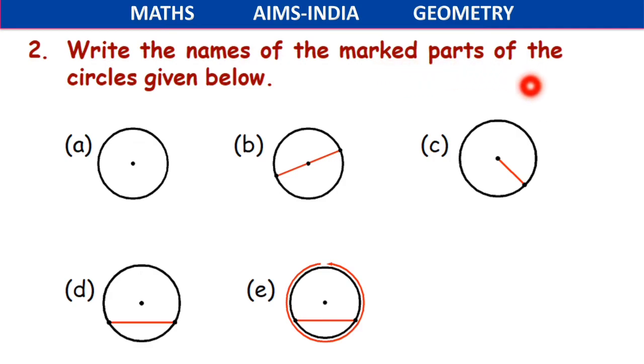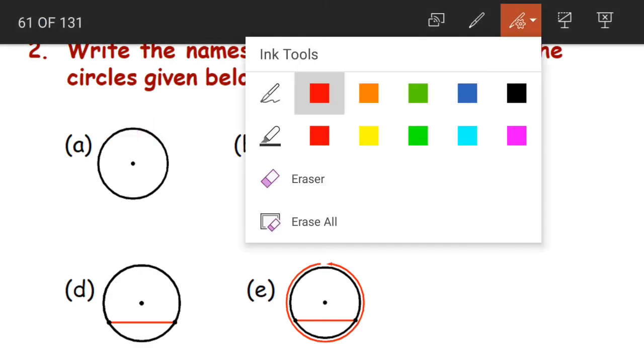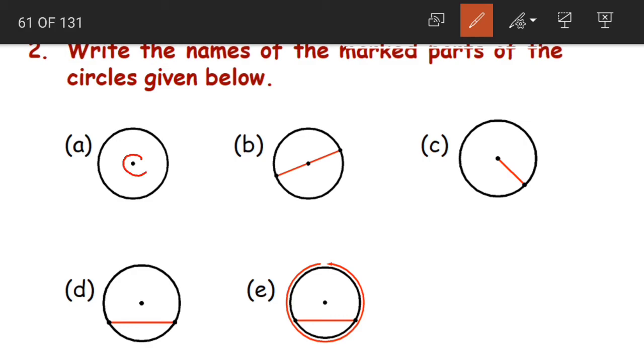Coming to 2, write the names of the marked parts of the circles given below. The first one, it is the center. It is the center of the circle. It is just a simple point. Yes. Now coming to B.